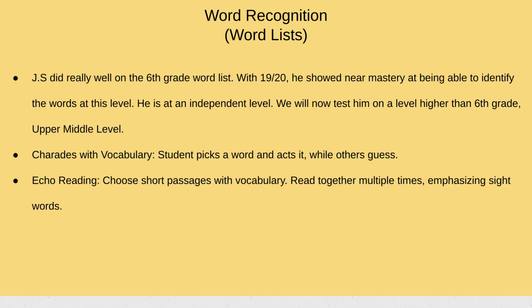Another activity that can be done is echo reading, where the teacher or the parent would choose short passages with target words. All of them would read the passage together multiple times, emphasizing sight words that appear in the passage.